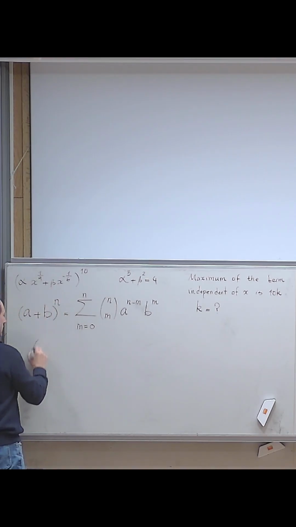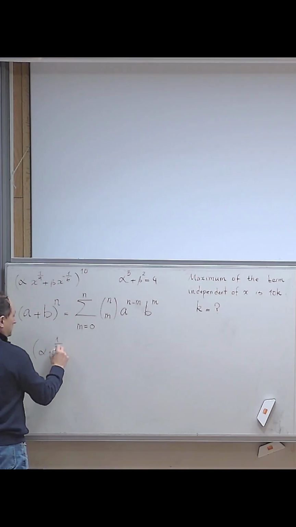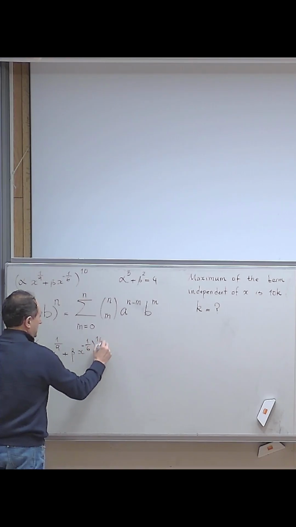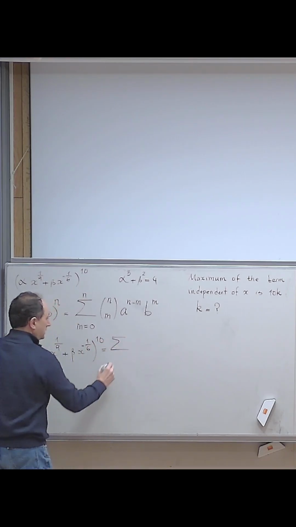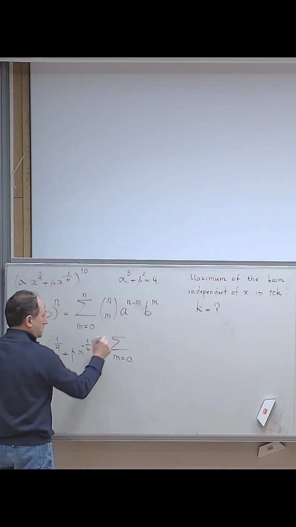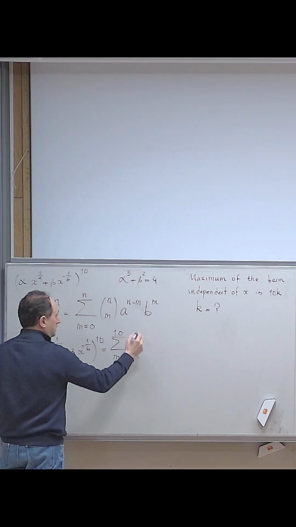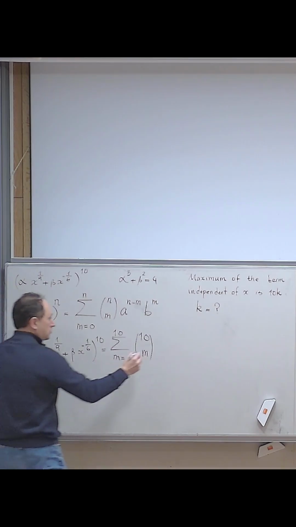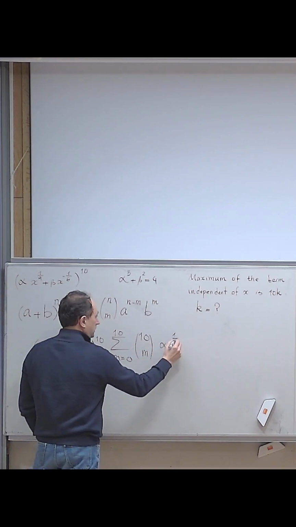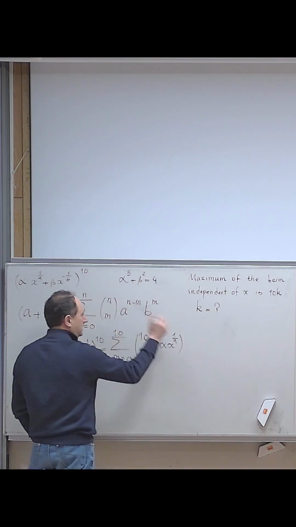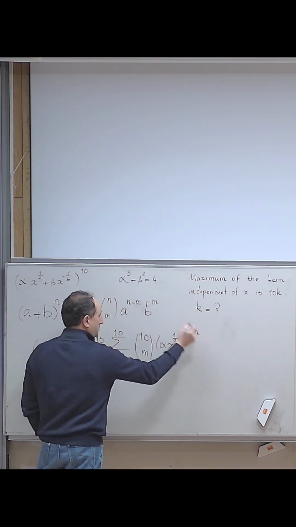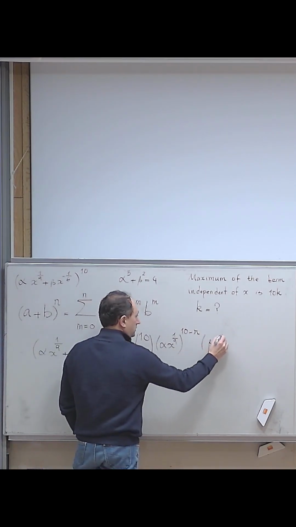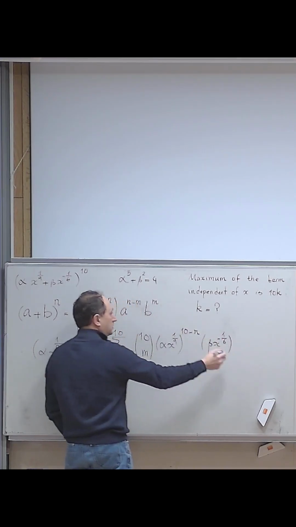So (alpha x^(1/9) + beta x^(-1/6))^10 becomes equal to sigma, m goes from 0 to 10, and then I have n, which is 10, choose m. A is this expression, so it is (alpha x^(1/9)) to the power of n, 10 minus m, and then this expression (beta x^(-1/6)) to the power of m.